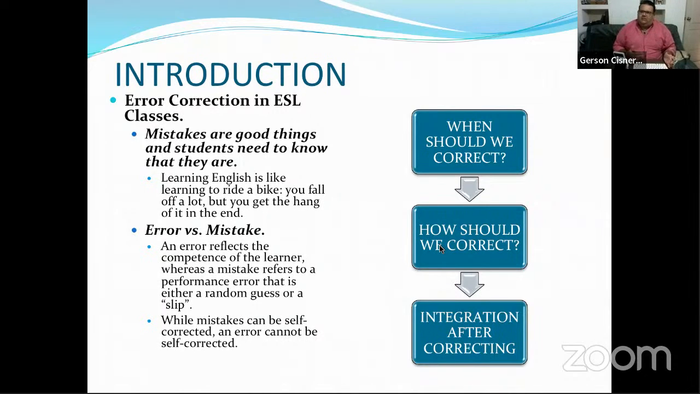And maybe Josue says, no, teacher, that's too obvious. Yes, but you know what? I've seen teachers assuming students know.